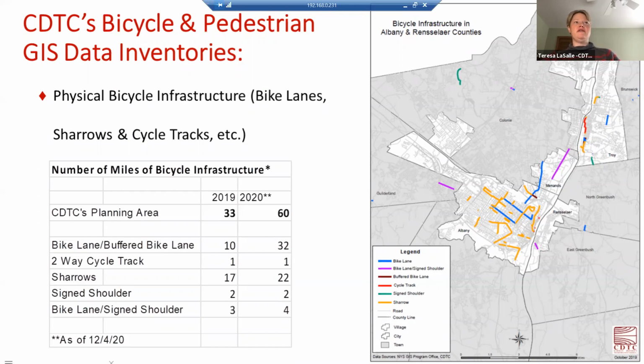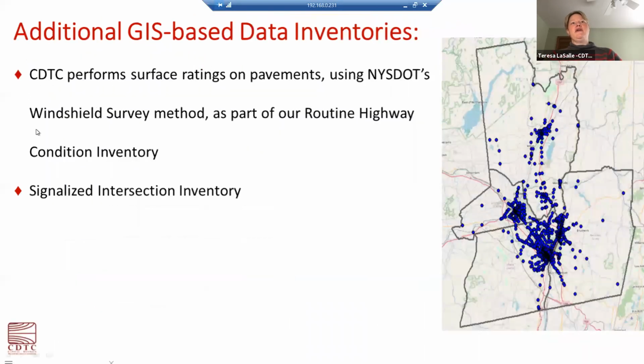Some additional GIS-based data inventories that we have are pavement ratings. So we perform surface ratings on pavements using NYSDOT's windshield survey method as part of our routine highway condition inventory. Historically, we have rated non-state federal aid roadways, and we also have several local inventories, local defined as non-federal aid.